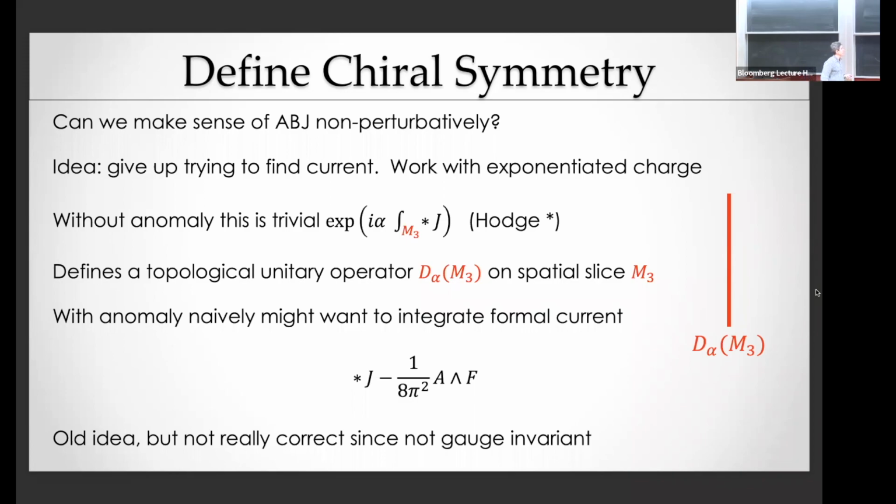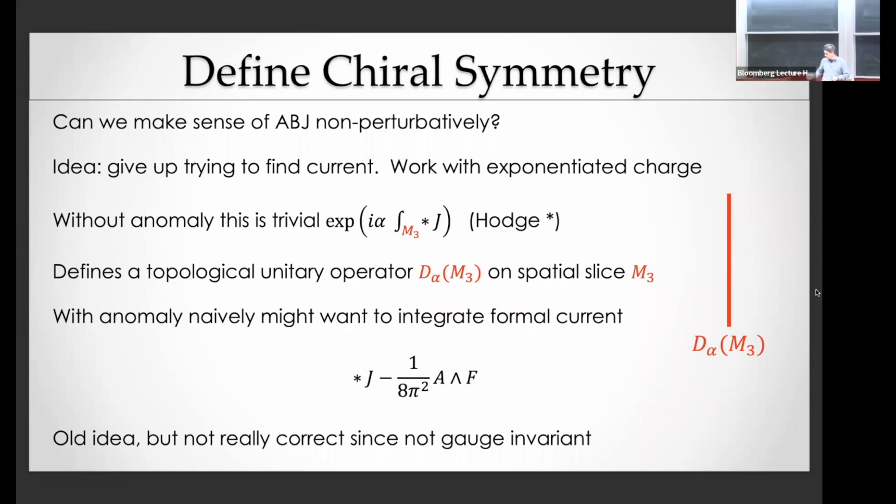So if you want to make the exponentiated charge, without the anomaly, this is trivial. You just take the integral of star J. J has one index, so star J is like a 3-form. We integrate it with some phase over a 3-manifold where we want to define the charge. You could think that M3 is like all of space. So here's this operator. This is the 3-manifold. Now, with the anomaly, that doesn't really work because the current is not conserved. That operator is not topological anymore.